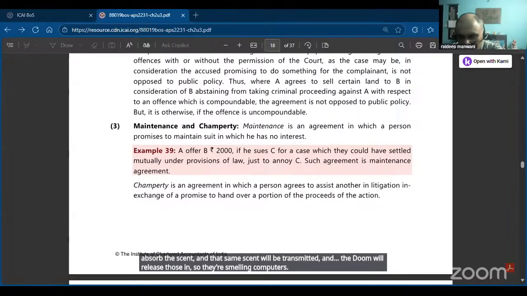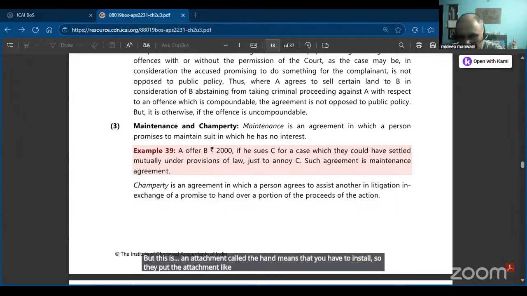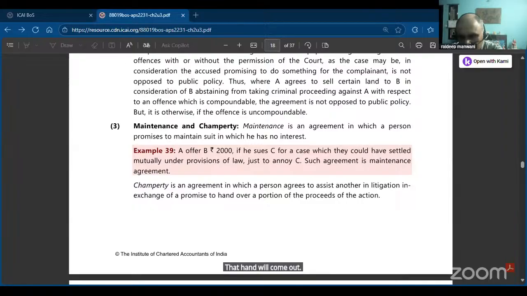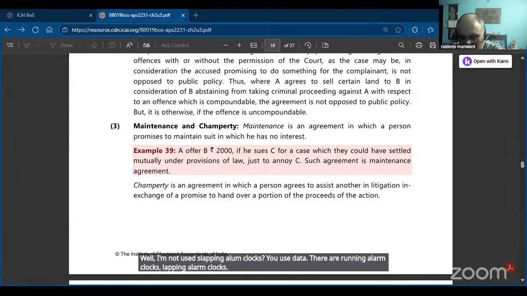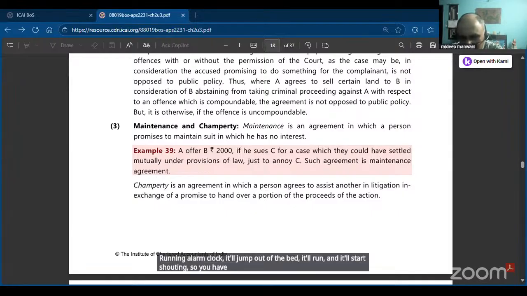But this is an attachment called the hand, which you have to install. So they put the attachment like the hand and that hand will come out. Have you all seen those slapping alarm clocks? You have not used slapping alarm clocks? It is there, sir. You used it, huh? There are running alarm clocks, slapping alarm clocks. Running alarm clock, it will jump out of the bed and it will run and it will start shouting. So you have to get up on the bed to catch it. Until then it won't.